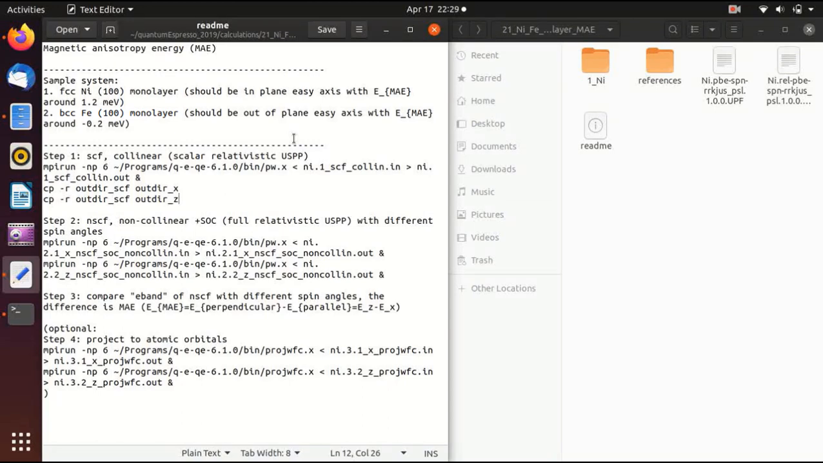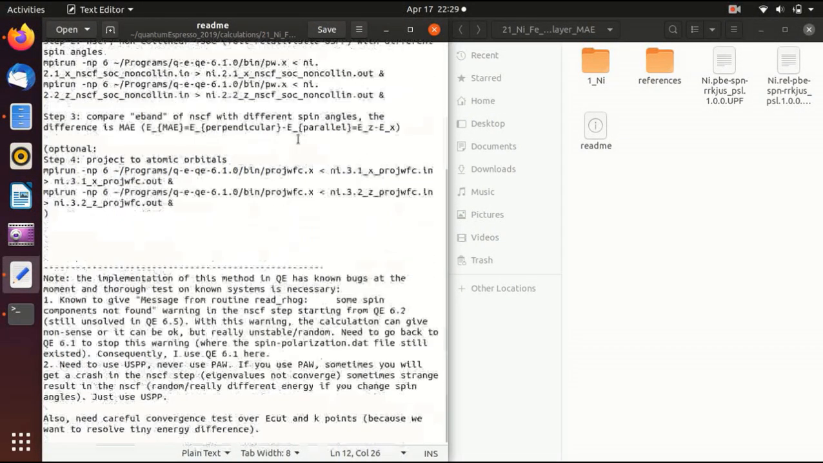In this video I will show you how to calculate the magnetic anisotropy energy using Quantum Espresso. And this video has taken me some time, not because the calculation is very difficult, nor is the procedure very complicated, but actually there are some bugs in this kind of calculation in Quantum Espresso that have not been resolved yet.